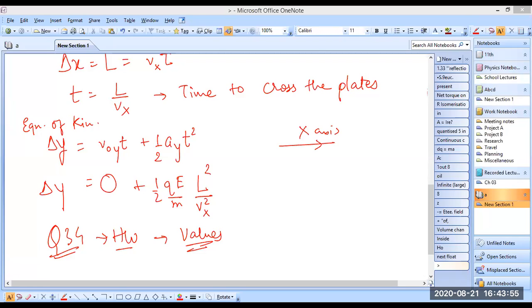Now let's solve question 26. That will be the last question for today, and then I'll take your doubts if you have any. All right, question 26 from additional exercises.